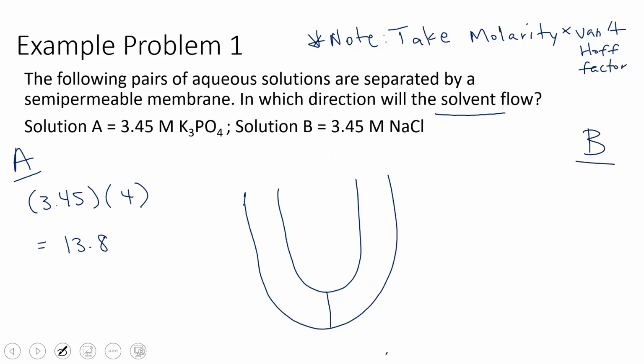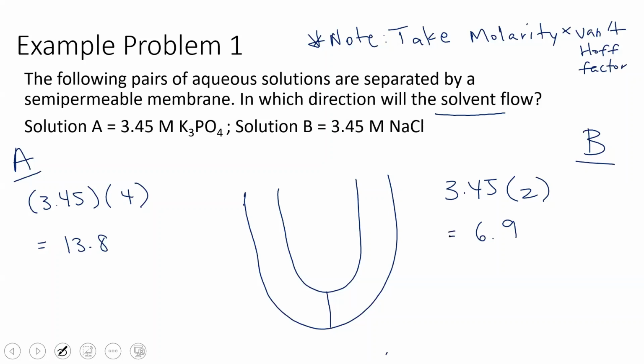Now, on the other side, we're going to do 3.45 and then multiply it by what will happen if we put NaCl in water. It'll only dissociate into Na plus and Cl minus. So that's 2 total ions in water. So multiply that by 2. So that means we'll get 6.9 over here.